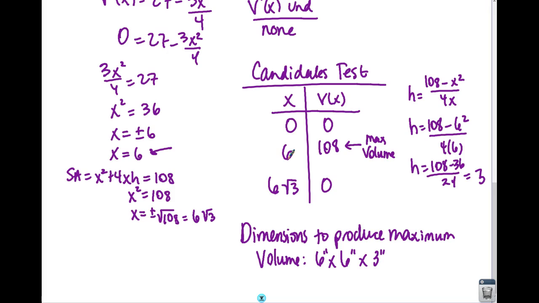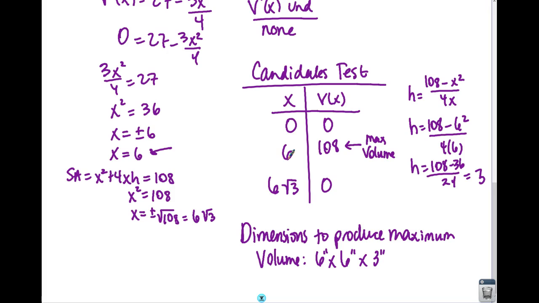And then again, if I did the second derivative test, I would plug my critical number of 6 into my second derivative, and I would get a negative second derivative, which would imply that my function was concave down, which would imply that it was a relative maximum. But because it's the only possible maximum in the possible domain, that must justify it as the absolute maximum.